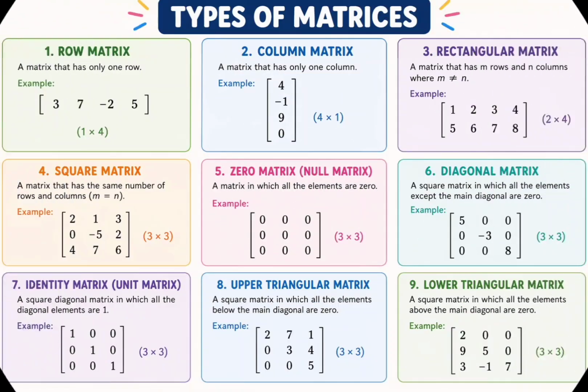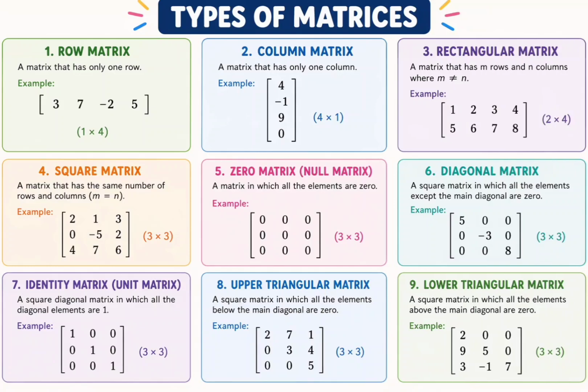The types of matrices include row matrix, column matrix, rectangular matrix, square matrix, identity matrix, also known as unit matrix, upper triangular matrix, lower triangular matrix. Also, we are going to see symmetric and skew symmetric. Let us see the types in detail.